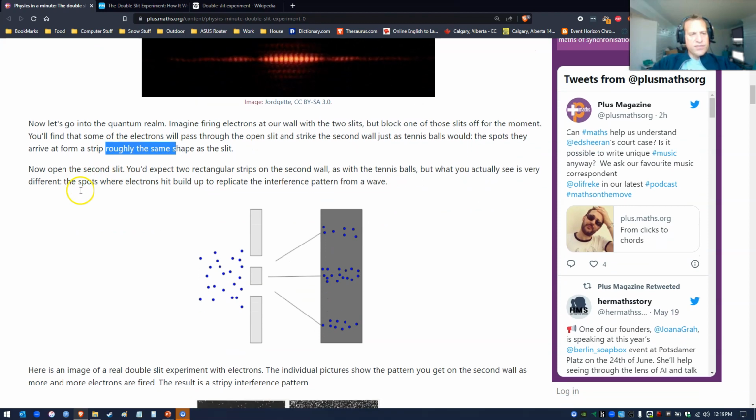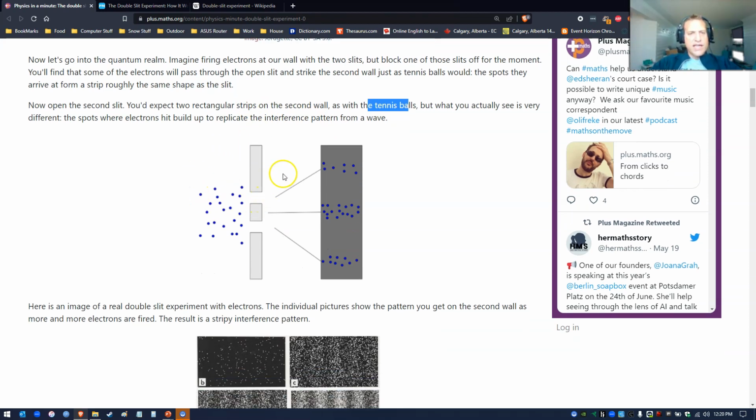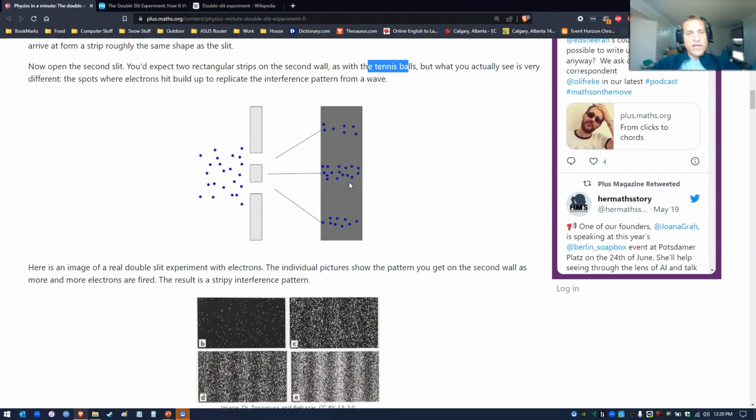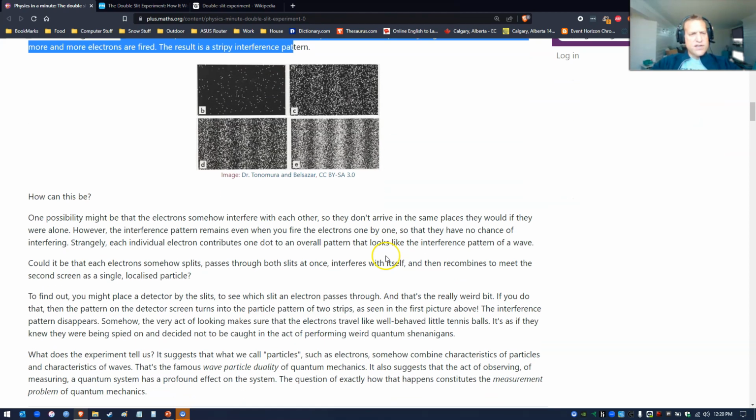Right, okay, fine. Now open the second slit. You'd expect two rectangular strips on the second wall, just like with a tennis ball. Okay, well, the thing is, a tennis ball is huge and has such a tiny wavelength, but an electron is a fundamental particle and has a wavelength that is on the scale of the size of the electron. So you can get an interference pattern built up from the waves of the electron. That's fine. So yeah, you get that interference pattern.